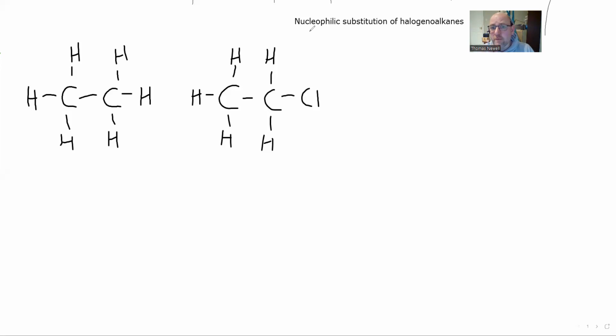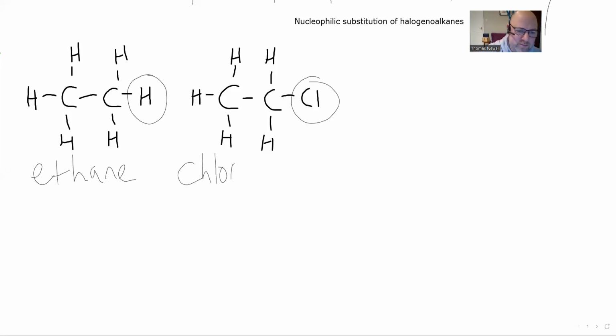We're looking at nucleophilic substitution of halogenoalkanes, and this is an important part of A-level chemistry. Okay, what is a halogenoalkane? Let's start with that. We can also call them haloalkanes, not just halogenoalkanes. A haloalkane is something like ethane, where one of the hydrogens has been swapped for a halogen.